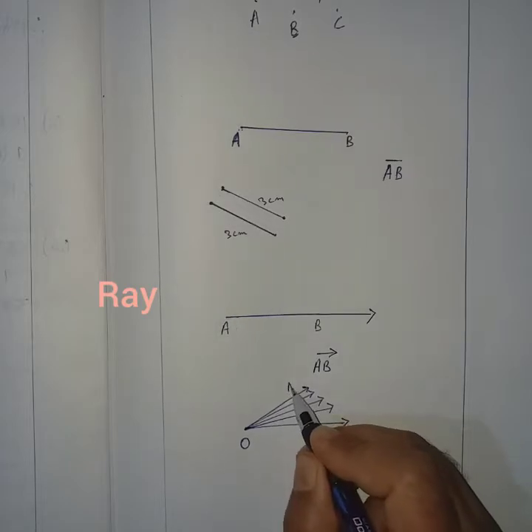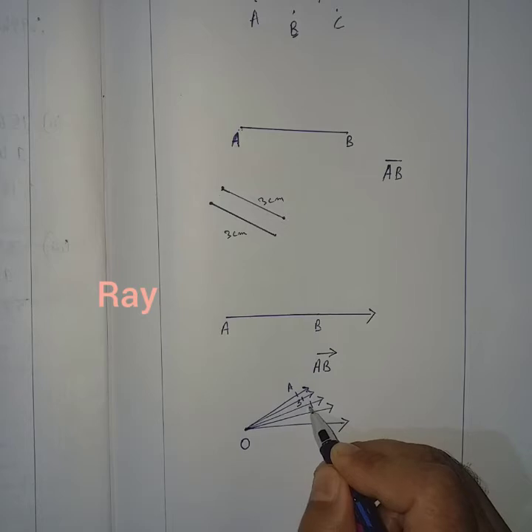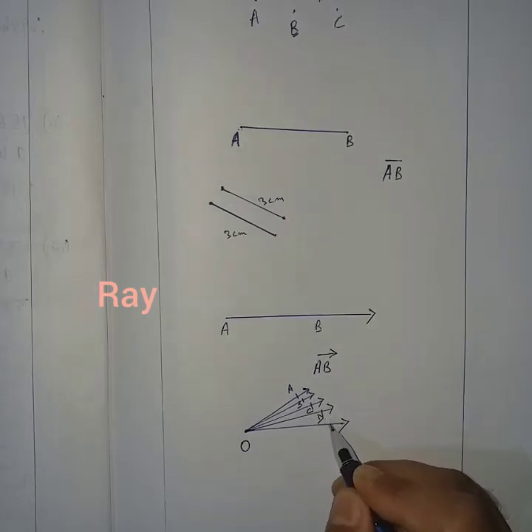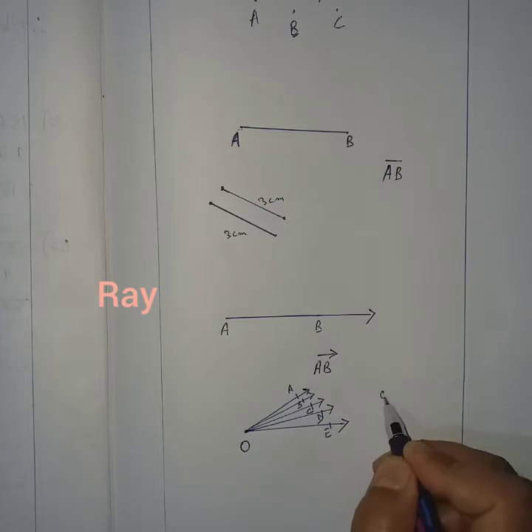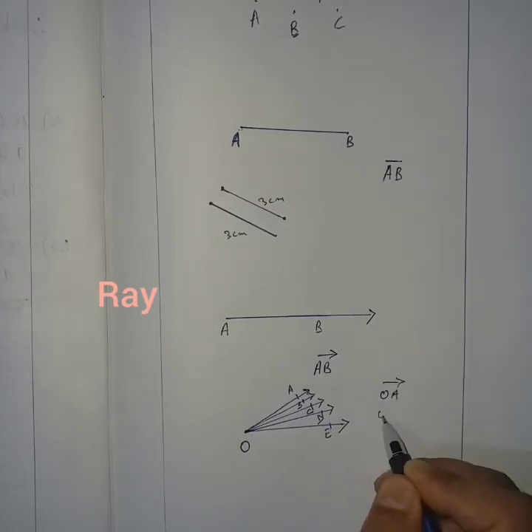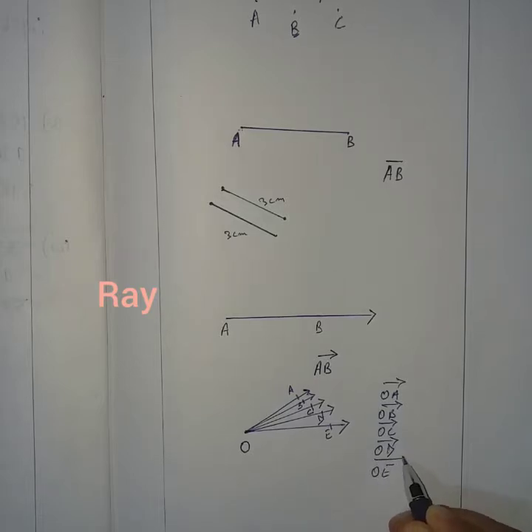Suppose this is OA, this is B, this is C, this is D, this is E. So here how many rays? OA, OB, OC, OD, OE. Okay, OA, OB, OC, OD, OE. From a point many rays can be there.